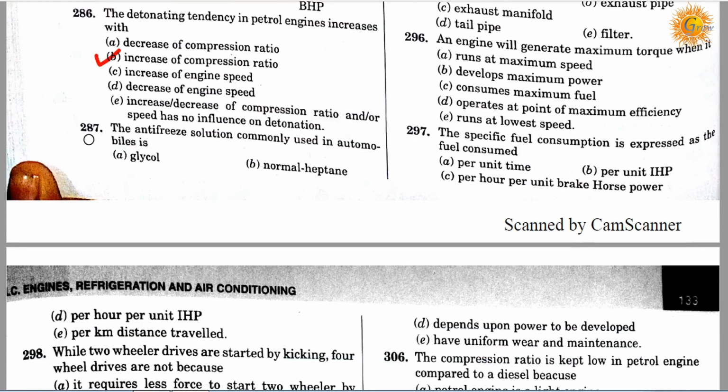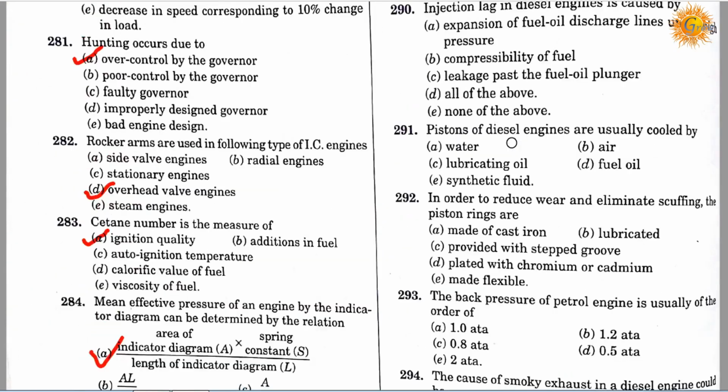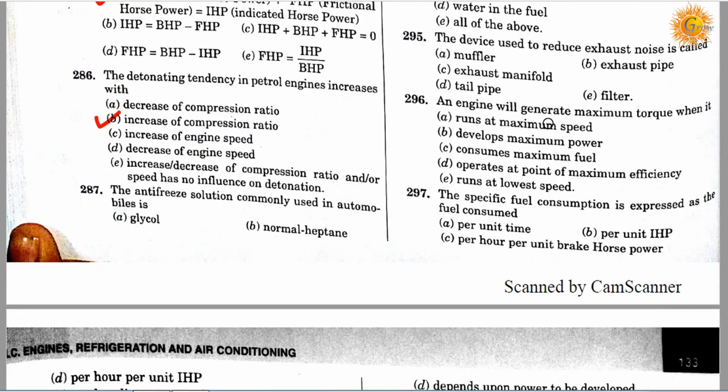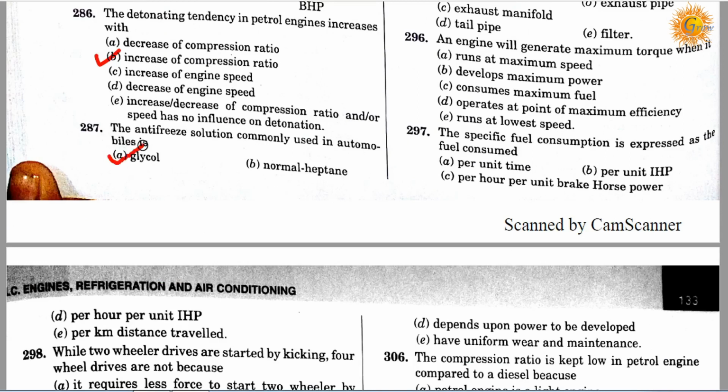Question number 287. Antifreeze solution commonly used in automobiles is: option A, glycol; option B, normal heptane; option C, isooctane; option D, lead ethyl; and option E, ammonium bromide. So the correct answer will be A. It's glycol which is used as an anti-freezing solution.